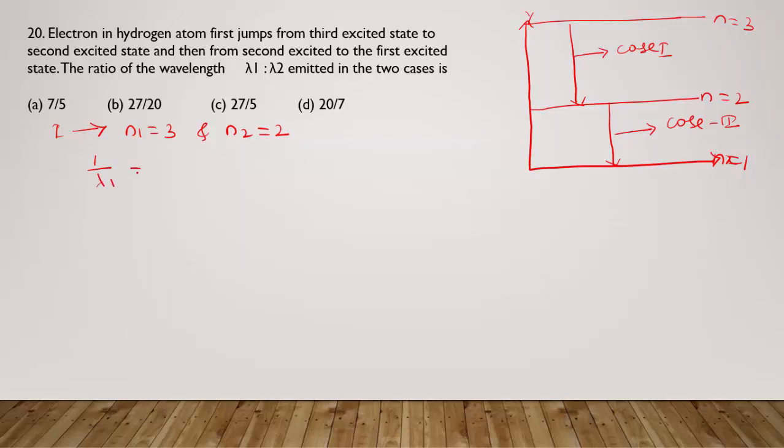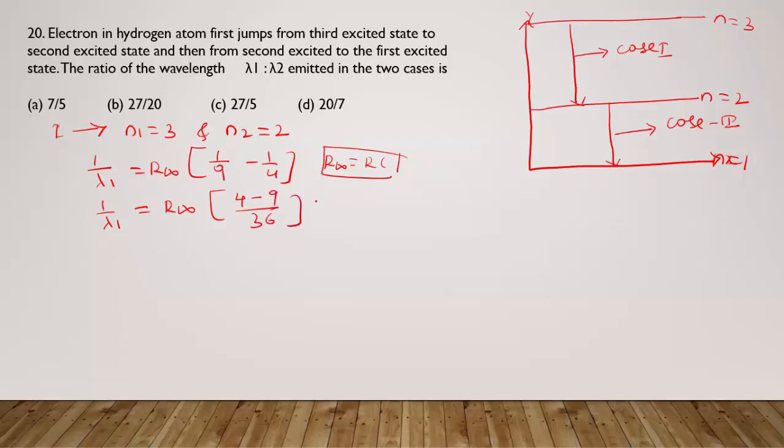Now 1 by lambda 1 equal to R infinity times 1 by n1 square minus 1 by n2 square, that is 1 by 9 minus 1 by 4. Here R infinity is the Rydberg constant. Now we get 1 by lambda 1 is equal to R infinity into 4 minus 9 divided by 36. You get the answer minus 5 R infinity divided by 36. It is equivalent to lambda 1 equal to minus 36 divided by 5 R infinity.